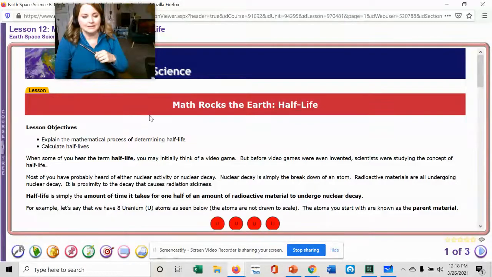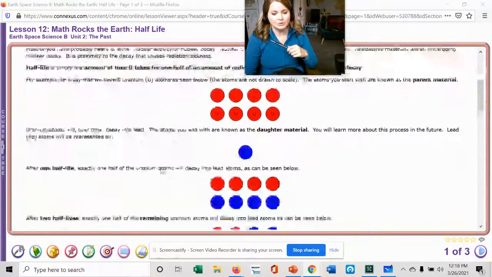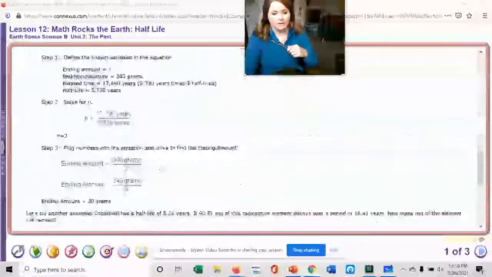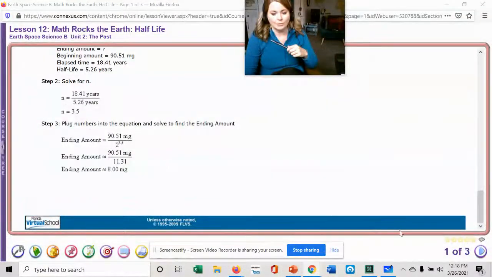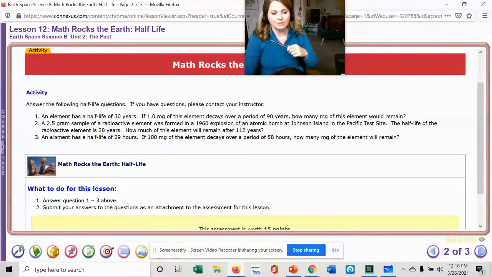So, as you can see, I have opened up the lesson viewer, lesson 12, Math Rocks the Earth Half-Life from Unit 2. And I'm just going to take a brief moment to go over what you need to do for this and to briefly go over the math involved as well. It's really not that difficult, but I just want to make sure you know what you need to do. So it's talking a bit about Half-Life on slide 1. And then on slide 2, it gives you 3 problems that you need to do.